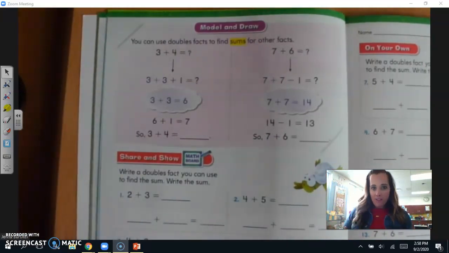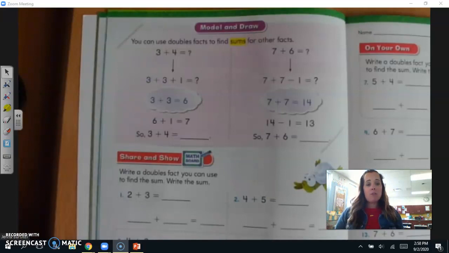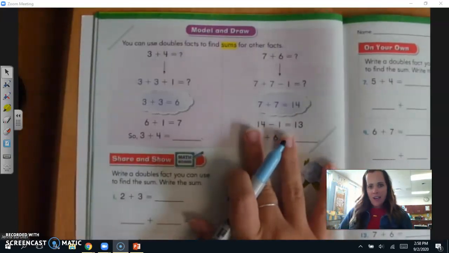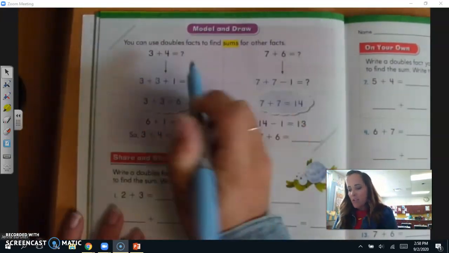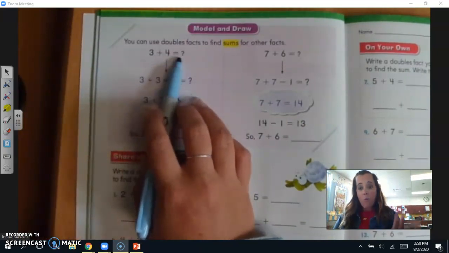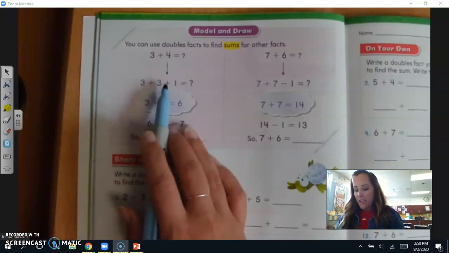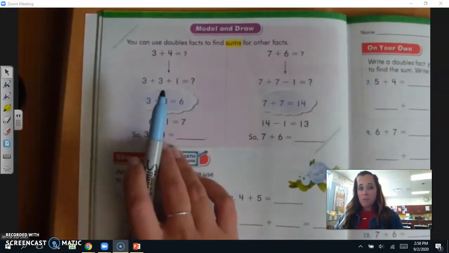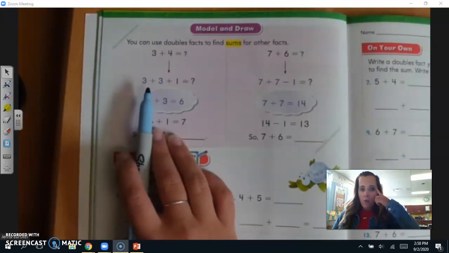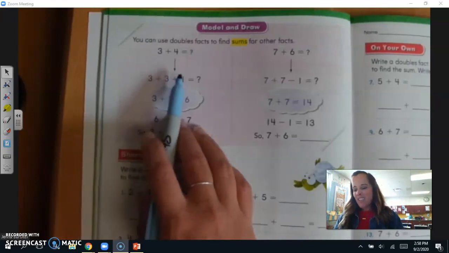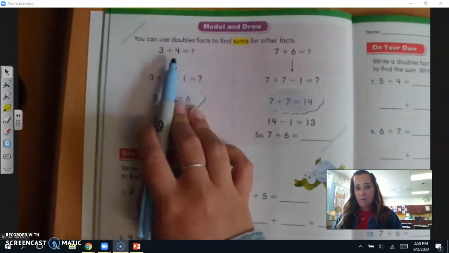So we're using doubles facts to find sums. So we're using doubles facts to help find answers to other facts. So let's see how that works. What does that mean? Here, the question is 3 plus 4 equals what? So we have a big arrow, it comes down. If you know your doubles facts, this will be super easy. If I know 3 plus 3, then it'll be really easy for me to get 3 plus 4.